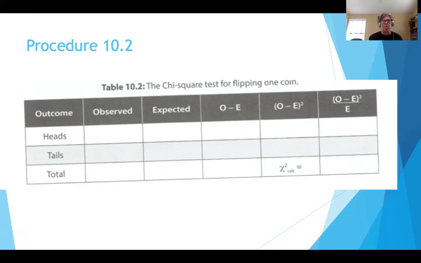So for procedure 10.2, we're going to look at your data here, your class data. It asks you to use your class results in procedure 10.1. And our hypothesis, again, is very important. You need to know your hypothesis, because what we're doing here is supporting or falsifying your hypothesis. A falsifiable hypothesis is also called a null hypothesis, N-U-L-L, null hypothesis.